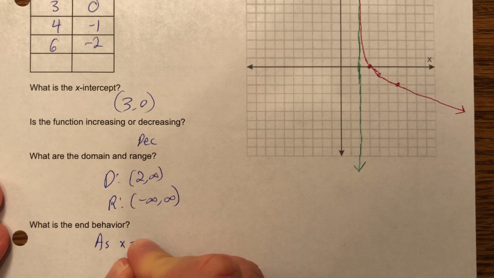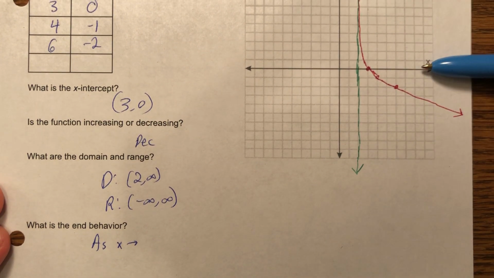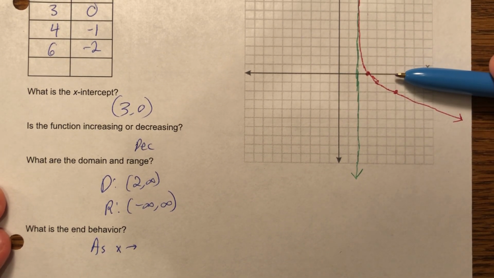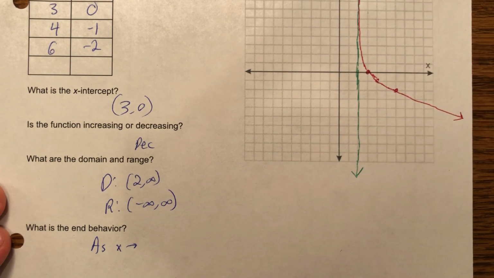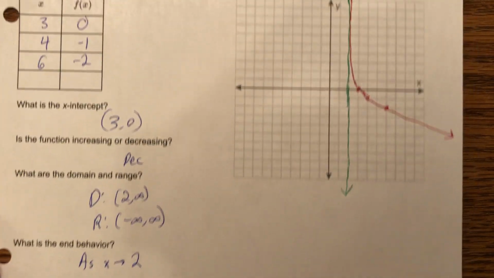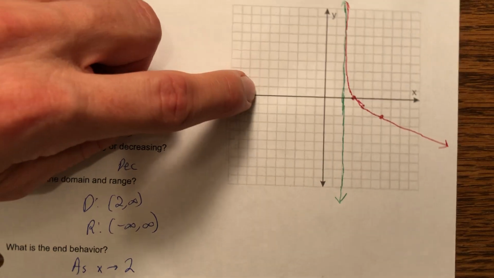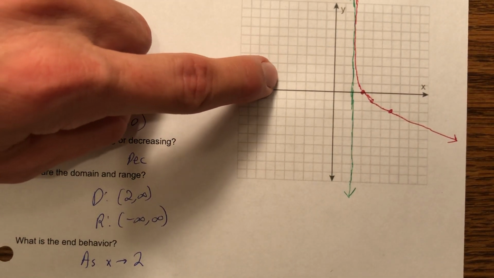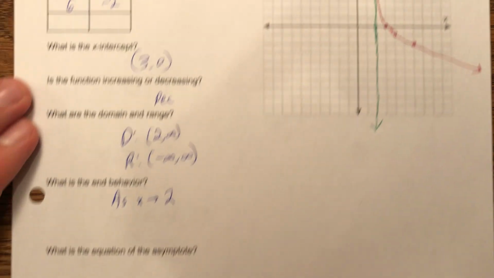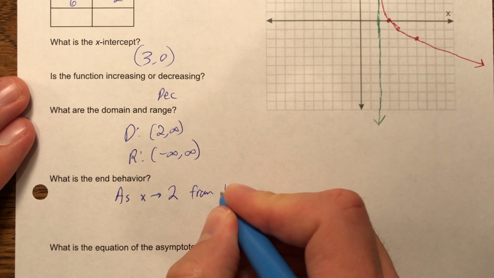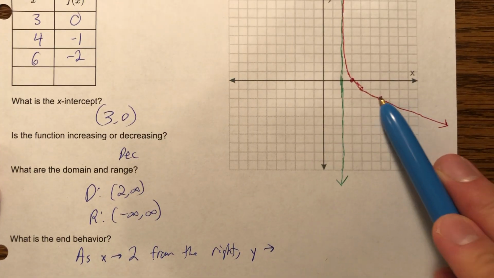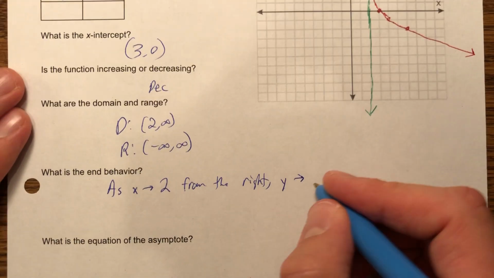Okay, what is the end behavior? As x approaches, stop for just a second. We're going to go to the left. Can we go to the left forever? No. When we go to the left, we're stuck. We get stopped at 2. So as x approaches 2, how do you know which side you're approaching from? I cannot approach from the left. There's no graph over here. I'm approaching 2 from the right. So as x approaches 2 from the right, y approaches, well, this graph goes up, up, up towards infinity.